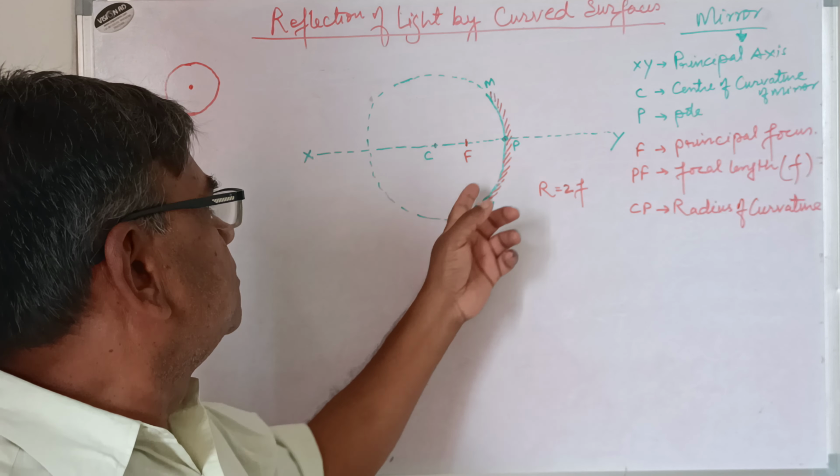The same thing applies here. The point P, having no length, is the smallest portion of this curved surface, so it may be treated as a plane mirror. The reflected ray makes the same angle R. This is the second law of reflection. The incident ray and the reflected ray will make equal angles with the principal axis. What is the principal axis? The principal axis is the normal at point P. So this is rule 4.